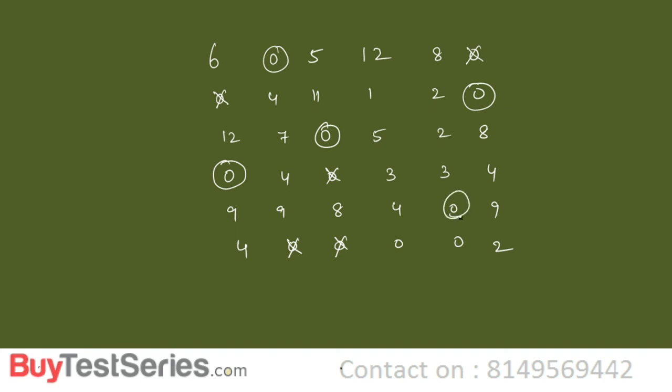There is only one zero. Can I assign this? Yes. Now this zero gets cancelled because it is in the respective column. And this is the only zero that is left over. So you assign. Answer is done.